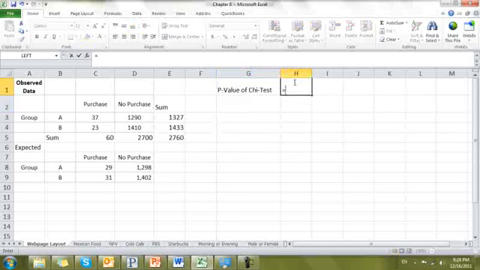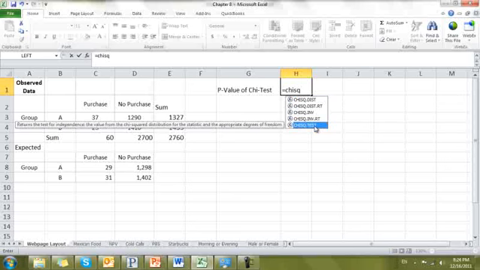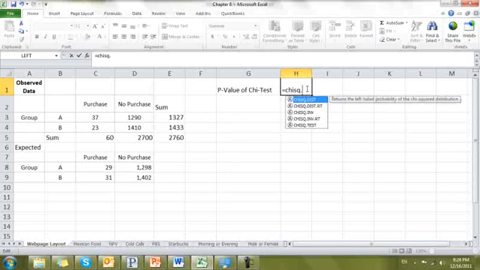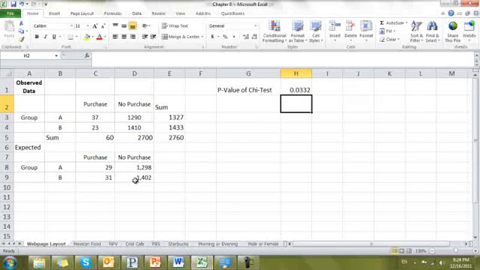We simply type in equals chi square, right? And notice you got all of these parts. We just want the test. Returns the test for independence, the value from the chi-square distribution for the statistic, and the appropriate degrees of freedom. I want that one. Chi-square dot test. Open parentheses. Then it says give me the actual range. So there's the actual data. And the expected data. So this is the expected data. Close the parenthesis. Return. And I got 0.03. So that's the p-value for my chi-square test.